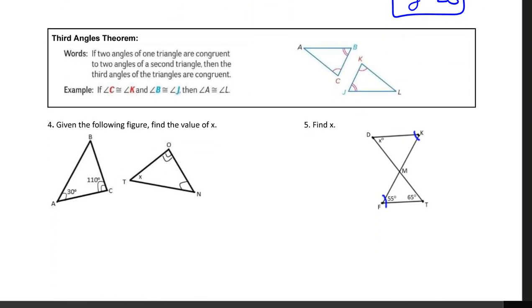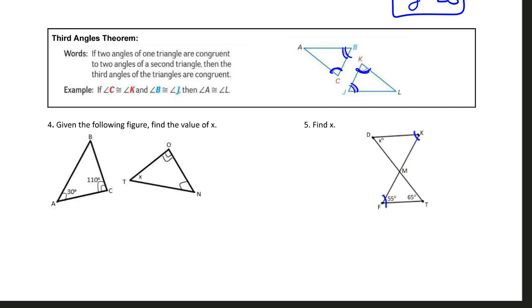The last thing we need to talk about in this lesson is what we call the third angles theorem. The third angles theorem tells me that if I have two triangles where I know two of the angles are congruent, that means the third angles also have to be congruent. And let's think about that. So over here I see that C is congruent to K and B is congruent to J.